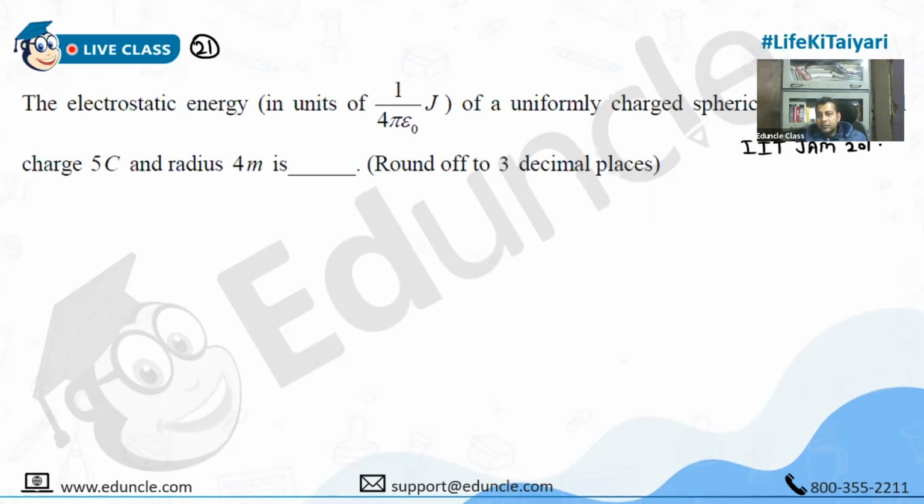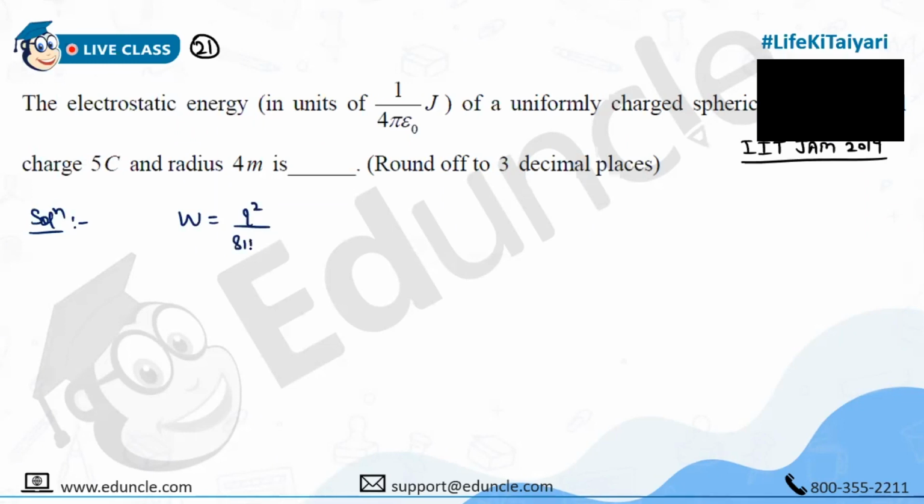IIT JAM 2019. So I have discussed all the questions from the electrostatics part. For this, a well defined formula is there, na: q squared by 8 pi epsilon naught. So just substitute the values, nothing else.